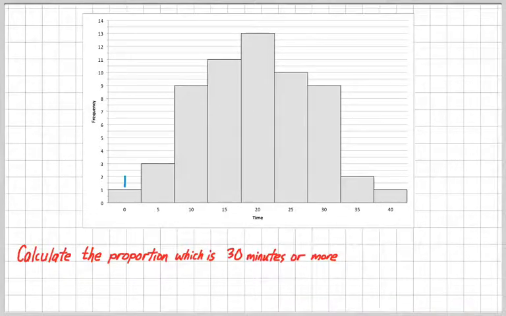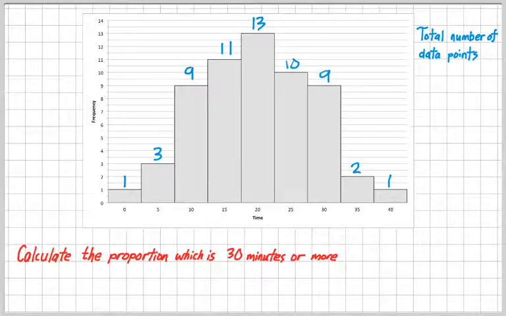Okay, let's see how this works. So, firstly we need to be able to interpret the graph, and we can see that that bar there has a frequency of 1, and I've written the totals for the rest of the bars there too. So in order to calculate a proportion, which is also known as a probability or a risk, we need the total number of data points. So we're going to go ahead and add these up, and we get 59.